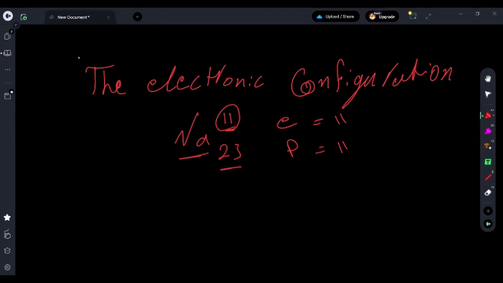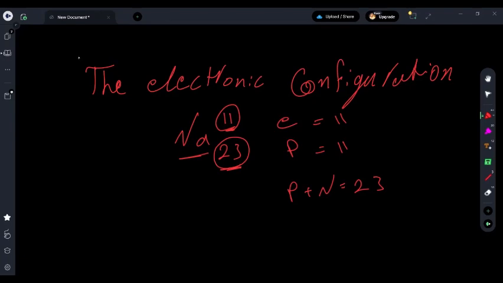Now, 23 is the mass number. It means that the number of protons plus the neutrons together equals 23. Okay, so this is what the atomic number, which is 11, and the mass number, which is 23, mean. Now, what is that related to the electronic configuration exactly?